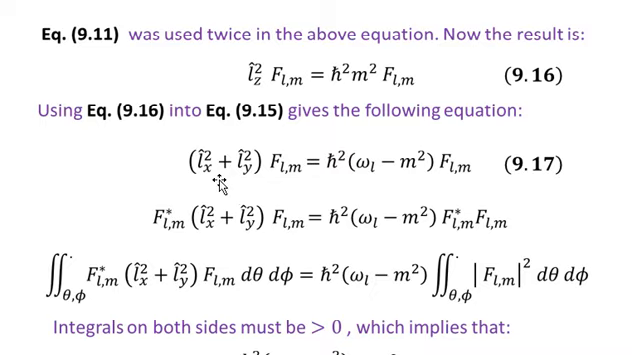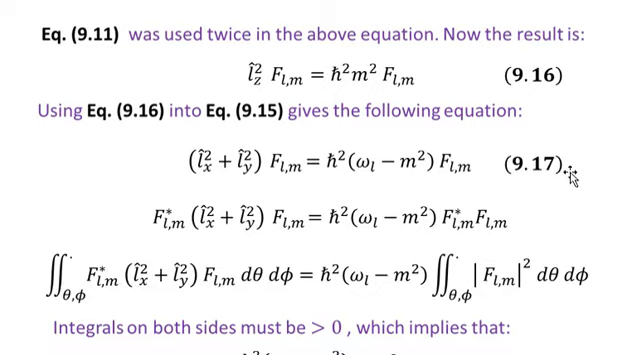So on the left hand side, I have Lx square plus Ly square in operator form operating on FLM, the azimuthal wave function, and this will give you h bar square times omega L minus m square, and on the right hand side, I have again the wave function FLM. Now you see that my objective is to find omega L, the value of m, the magnetic quantum number, and also the relationship between them. That is, what does omega L minus m square stand for? So next I have to solve and find out what omega L minus m square is.